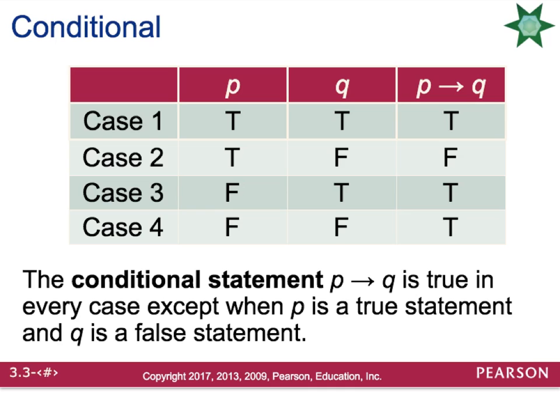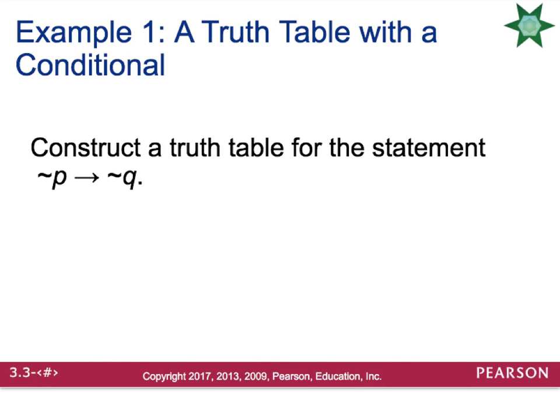The only time that the conditional statement is false is if the first statement, the antecedent, is true, and the second statement, the consequence, is false. If that ever happens, then the conditional will be false. Any other time, the conditional is true. So let's look at an example.